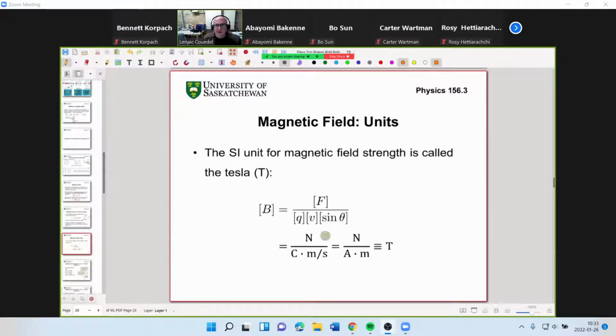So now let's talk about the unit of the magnetic field. So the unit of the magnetic field is a unit of force divided by the unit of charge, divided by the unit of velocity and the unit of sine theta, which has no unit. So you end up with Newton divided by Coulomb times meter per second, which is the same as Newton divided by ampere times meter. And this is what we call a Tesla. So why Tesla? This comes from Nikola Tesla, a Serbian physicist who was a pioneer in studying electricity and magnetism.